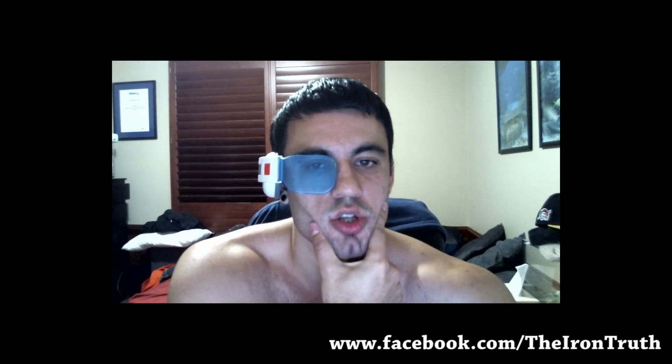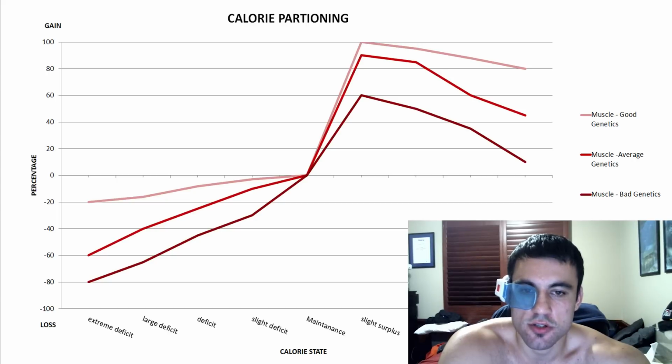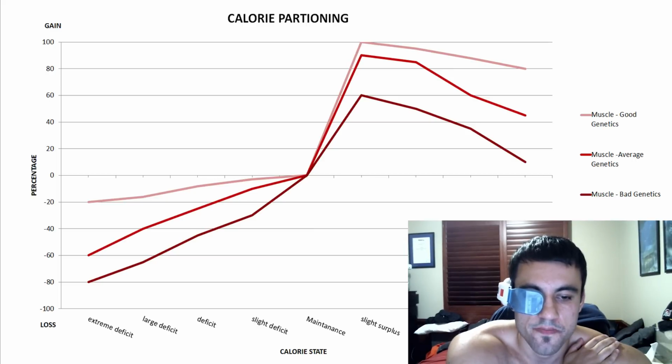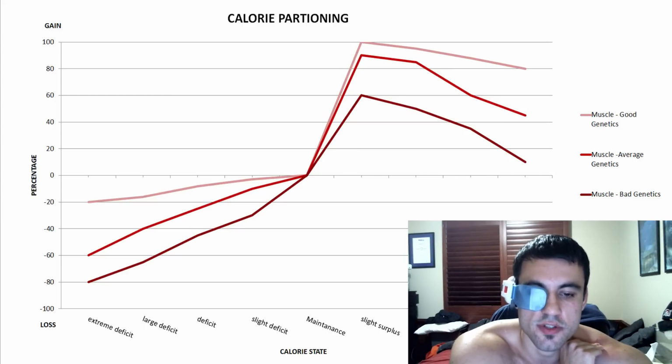Okay, this is where it gets tricky. So, I've made this complicated looking graph, which isn't so complicated when I explain it. Basically what you have is a maintenance, which is right in the center, and then as you go backwards, you start to eat less calories, you're in a deficit. Slight deficit, then a larger deficit, even larger, till you get to an extreme.